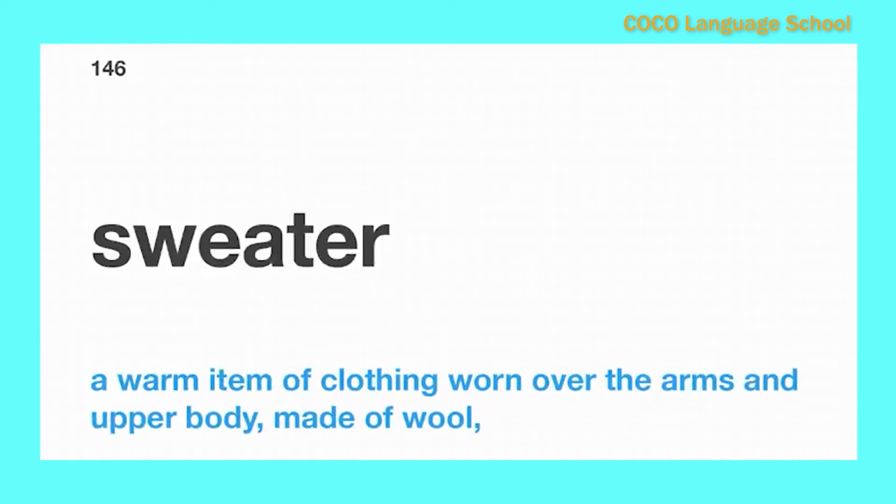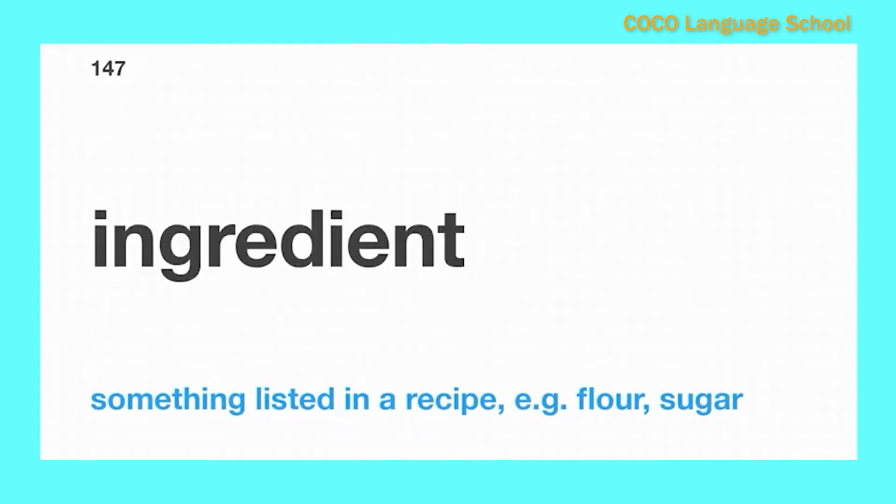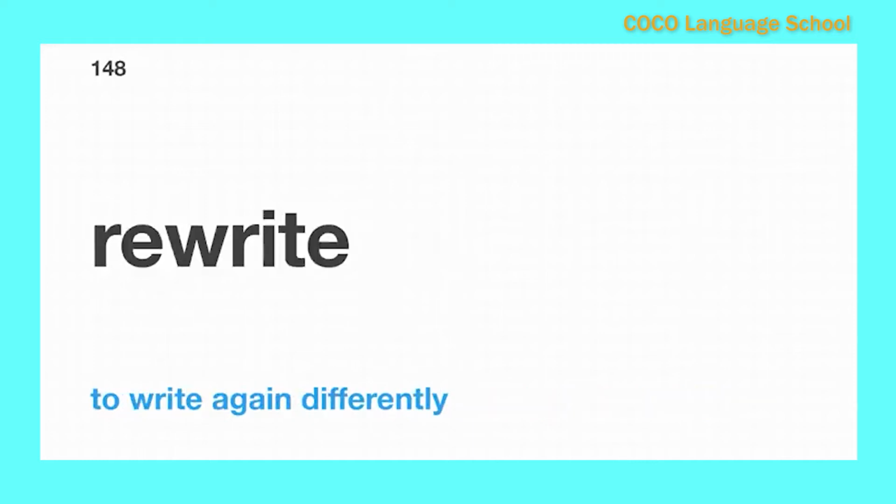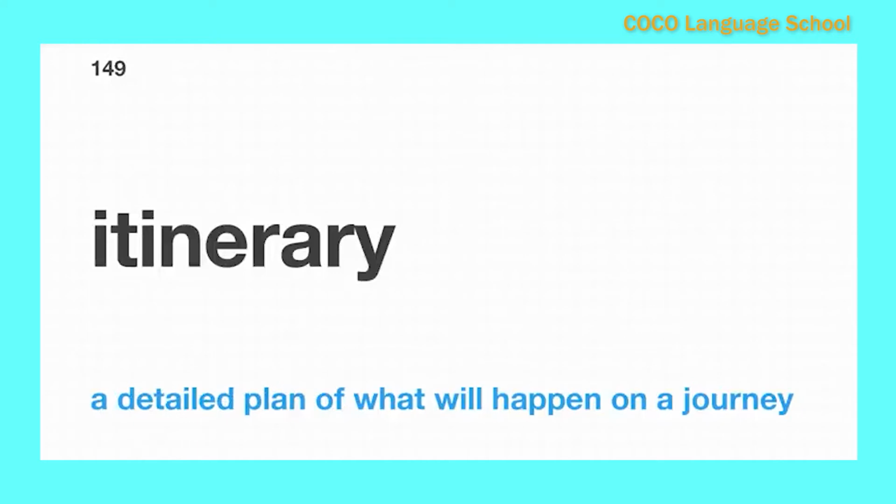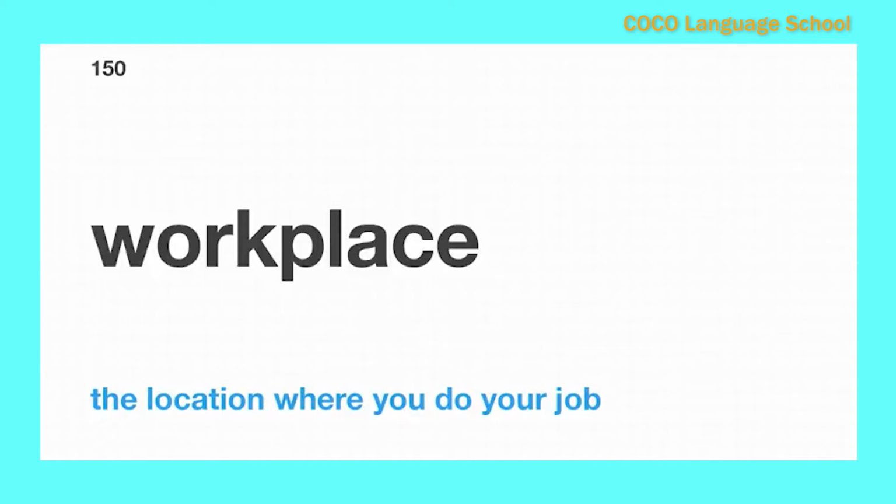A warm item of clothing worn over the arms and upper body, made of wool. Sweater. Something listed in a recipe, for example flour, sugar. Ingredient. To write again differently. Rewrite. A detailed plan of what will happen on a journey. Itinerary. The location where you do your job. Workplace.